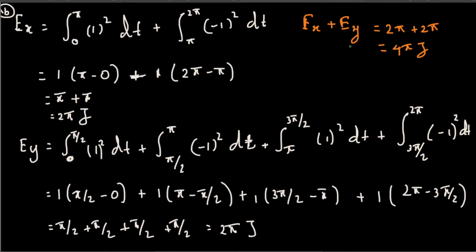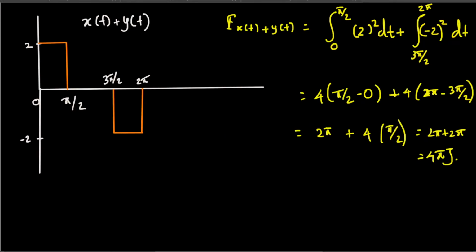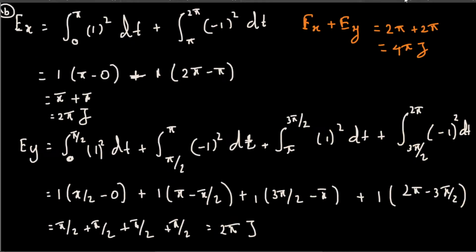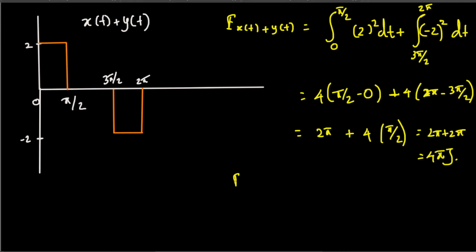We want to prove Ex plus y is equal to Ex of t plus y of t. So from this one we can prove that Ex of t plus y of t is equal to Ex plus Ey, which is equal to 4π5 joule.